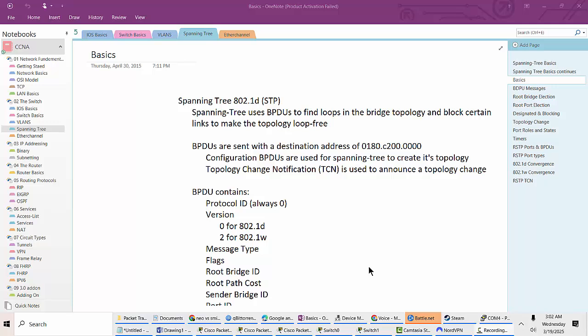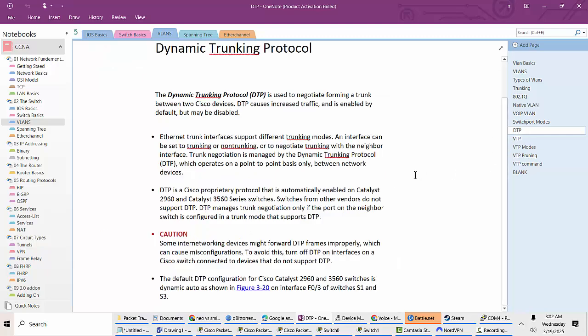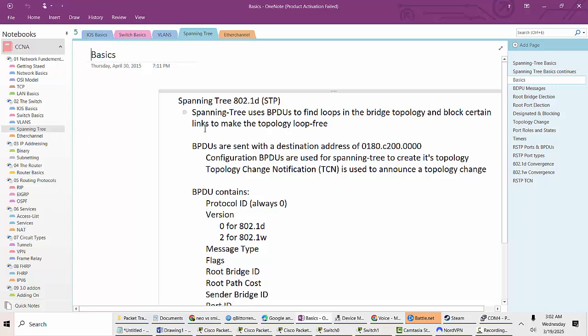Spanning tree basics continues. Okay. Now, what were the messages in our DTP? Okay, Dynamic Trunking Protocol messages. But in spanning tree, we use what are called BPDUs. These little bits of information, their job is to find loops in a bridge topology.